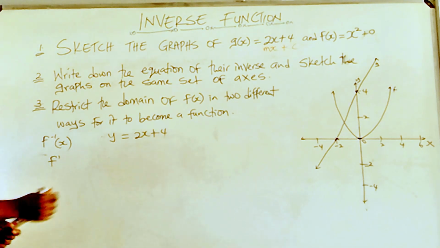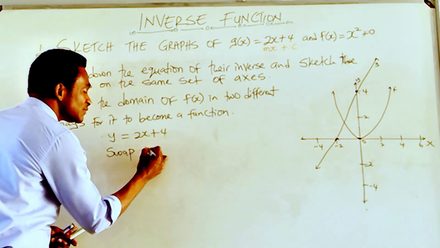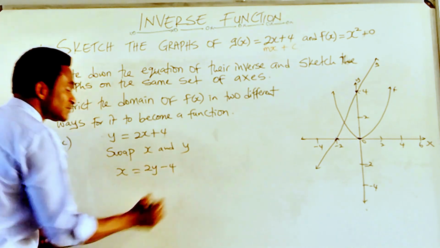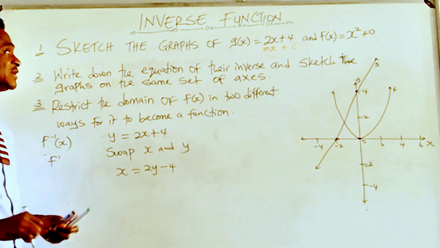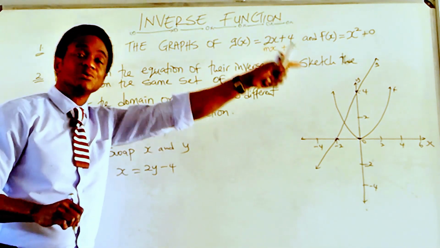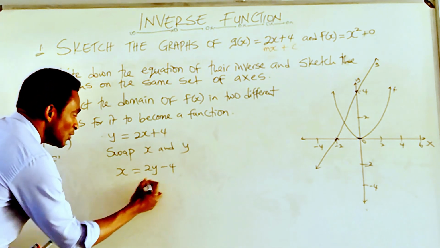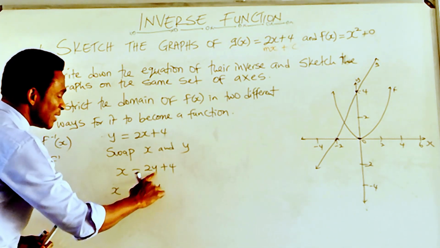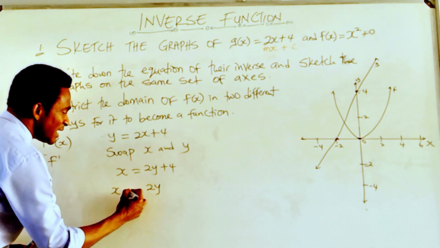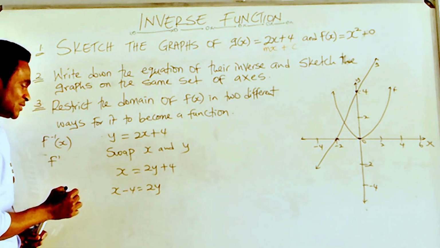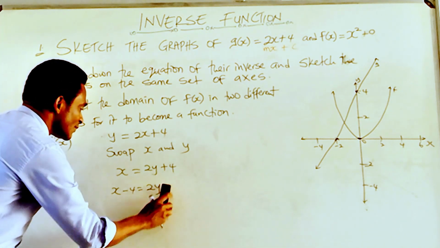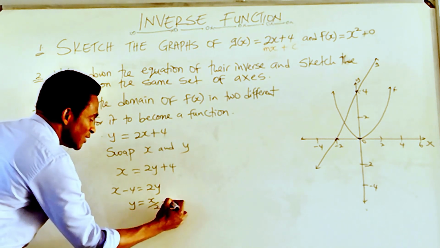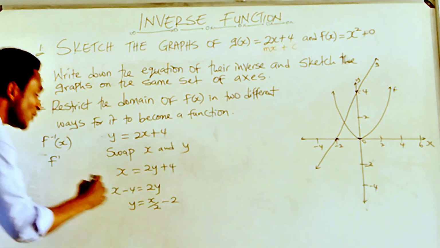What are the rules? The first thing is to swap x and y, their positions. So here x becomes y and y becomes x. And then still make y the subject of the formula, because any function must be y in relationship with x. So if we swap x and y, we have x minus 4 equals 2y. So the equation of y will be x over 2 minus 2. This is the equation of the inverse.